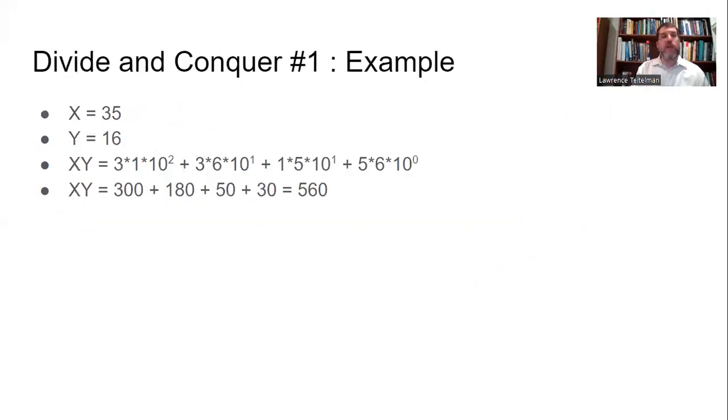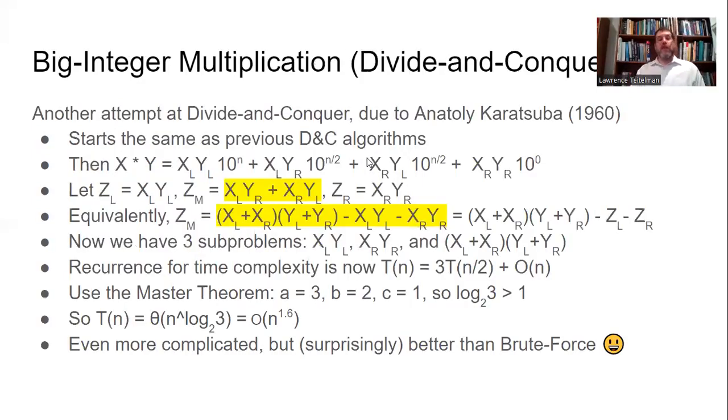All right, so by the way, I have an example here, right? So you see we're taking a 2-digit number and a 2-digit number. We can think of that as 3 times 1 shifted, plus 3 times 6 shifted, plus 1 times 5 shifted, plus 6 times 5 with no shift. Okay, all right. So take a look at this.